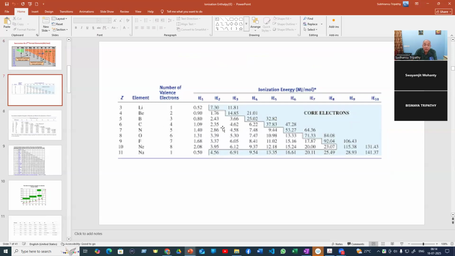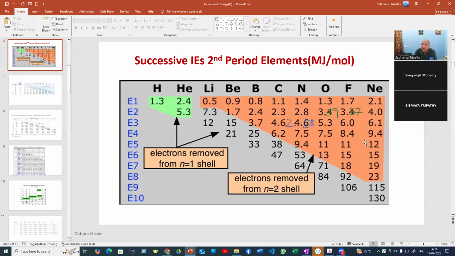Carbon is 2.35, then nitrogen 2.86, then fluorine 3.37, then oxygen 3.39.